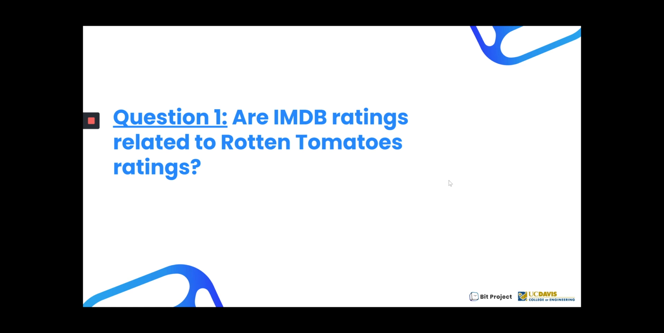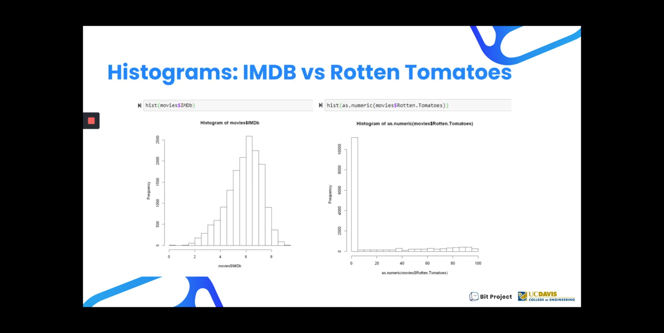Now, once we are satisfied with our initial exploration of the data, we can ask some more interesting questions. For example, are IMDb ratings related to Rotten Tomatoes ratings? IMDb ratings are taken from audiences, while Rotten Tomatoes ratings are taken from critics. So it'd be natural to expect that there's some relationship there, but the extent of that is something that we can explore in R.